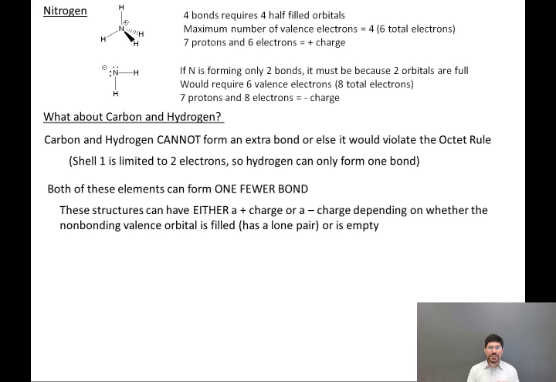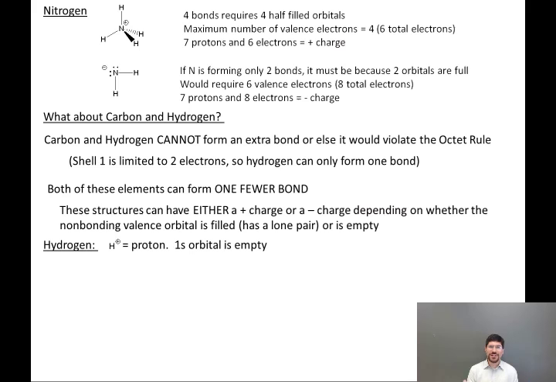Okay, so these structures in which hydrogen is forming 0 bonds or carbon is forming 3 bonds can have either a positive or a negative charge, depending on whether that non-bonding valence orbital, the valence orbital that is no longer participating in a bond, is filled. In other words, it has a lone pair in it, or it is empty.